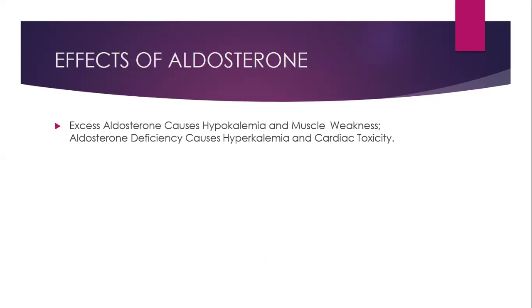Now, at this point, you can see that excess aldosterone can cause hypokalemia and muscle weakness. And we know that calcium, potassium ions, and sodium ions are very important for action potential generation. So when you have low levels of potassium ions, you're going to have muscle weakness, because even the action potential generation won't be that efficient.